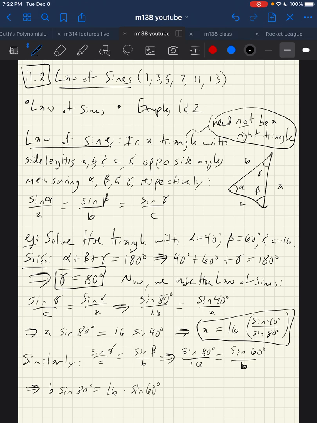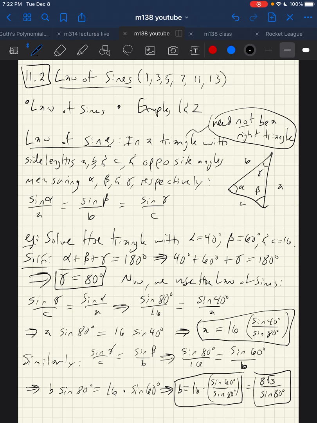In this case, I'm going to simplify sine of 60 just because I know what it is. You notice I didn't simplify anything here. But what this gives me is b equals 16 times sine of 60 degrees over sine of 80 degrees. And this is a fine answer. But since I know what sine of 60 degrees is, I'm going to go ahead and simplify it. I know it's square root of 3 over 2. So I'm going to get 8 square root of 3 over sine 80. I've got that over 2, and this is also a fine answer. The 16 over 2 gives me the 8.